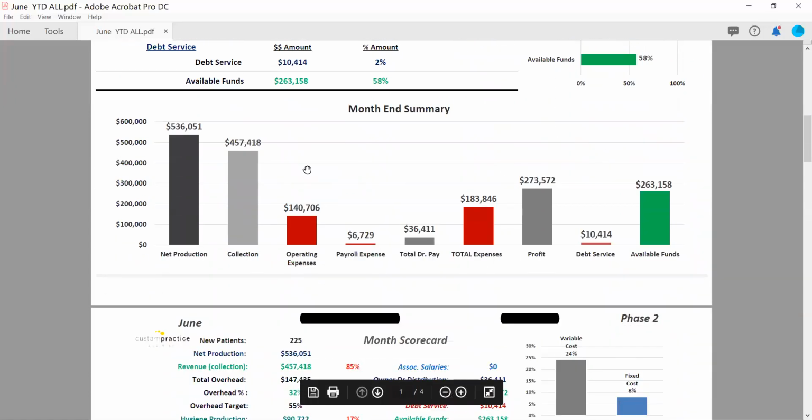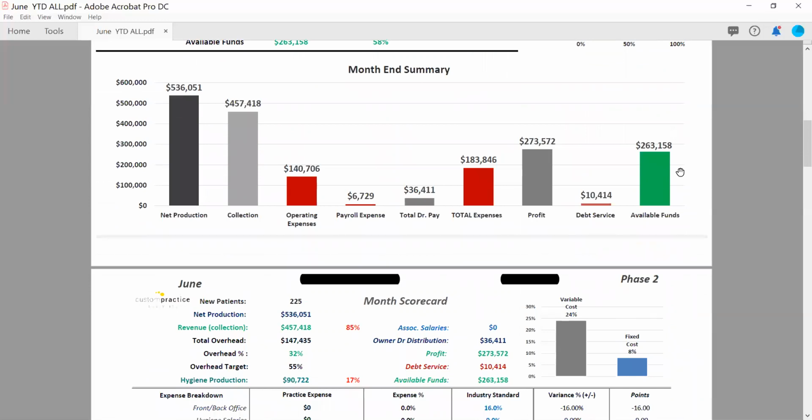You guys are familiar with this. This is just a graphical summary of what we just talked about on the overview when it comes to overhead and profit. It breaks down all those expenses in a nice graph form. So at a quick glance, you can see what we bring home this month. Any questions on the overview report before we move on into the scorecard?